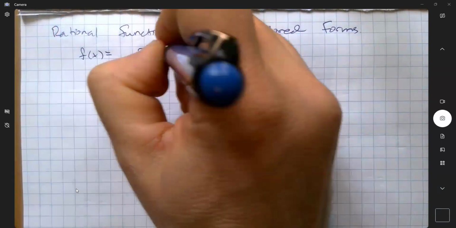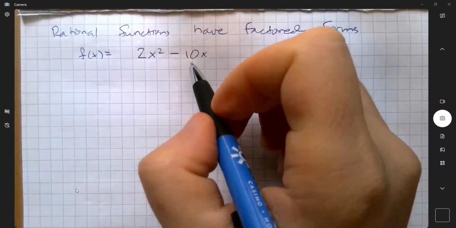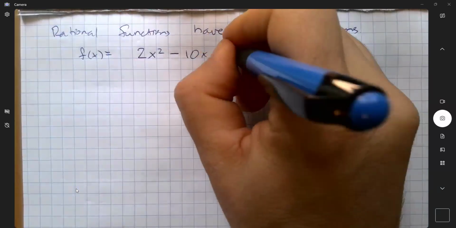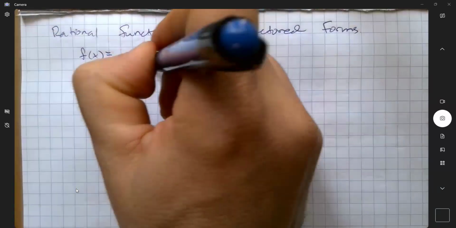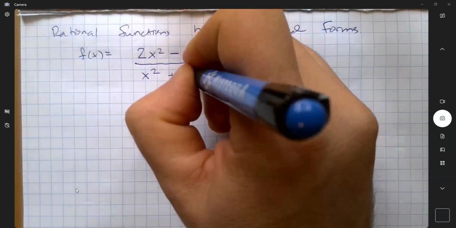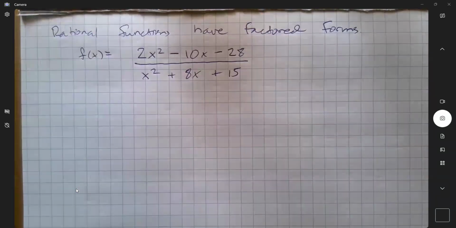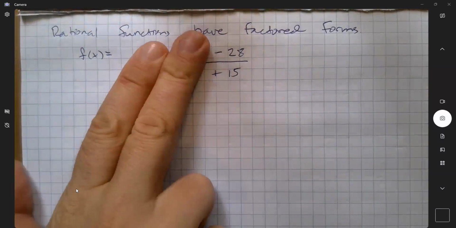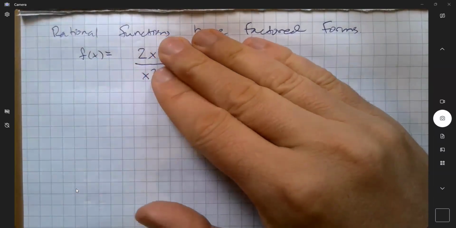Let's do 2x squared minus 10x minus 28, and divide that by x squared plus 8x plus 15. Now this is in standard form. By the way, I can tell you exactly what the y-intercept is. It's -28/15. And I can tell you what the horizontal asymptote is. It's going to be 2/1, or 2.